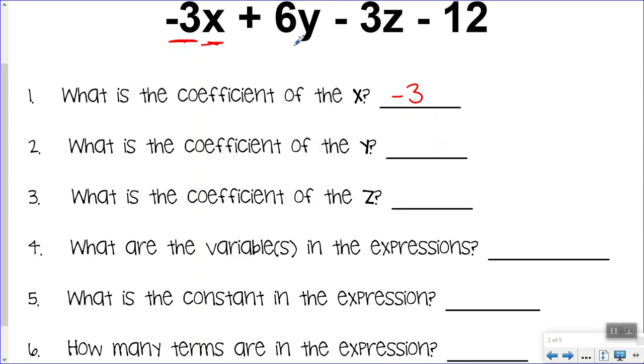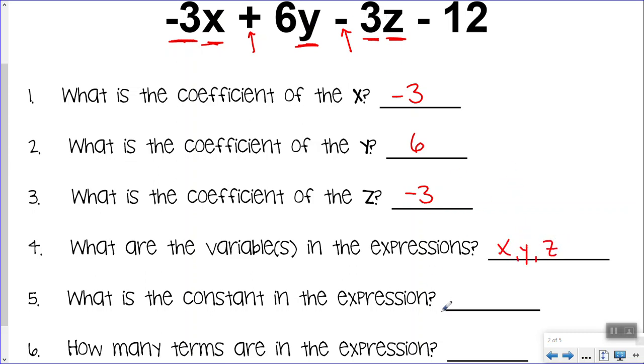Next we want y, so I go to y, I look at the coefficient right next to it, and I also have to double check this sign because this is glued to the 6. This is positive, so it's positive 6y. Coefficient of the z, I go to z, I check right next to it, I have a 3, but I also check this sign, this negative and that 3 go together, so that's negative 3. If I want to know the variables, those are all the letters I see, so I see x, y, and z. So those are my variables.